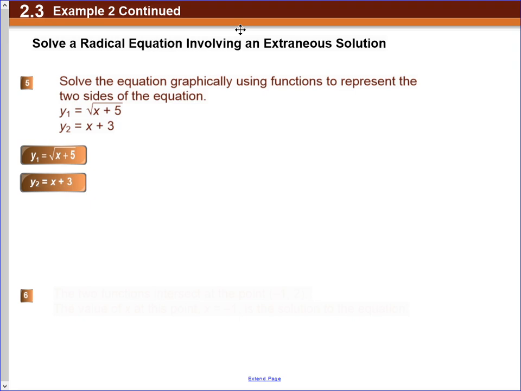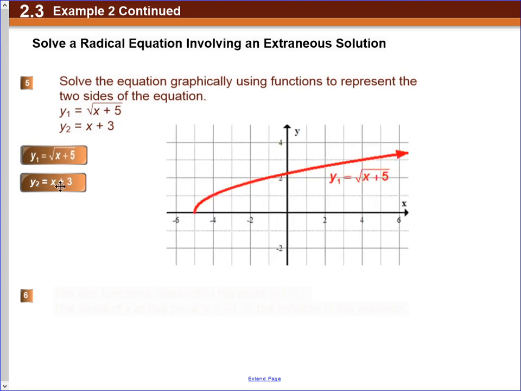Or we can graph both sides separately, which is what we're going to be doing here, and see where they intersect. If we put all of it into one big equation, it's where that big equation crosses the x-axis that becomes our solution. If instead we graph it as two separate graphs, like in this case, the square root of x plus 5 and x plus 3, it's the place where they intersect that gives us the solution.